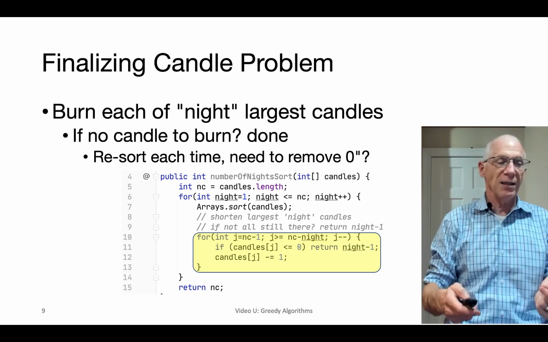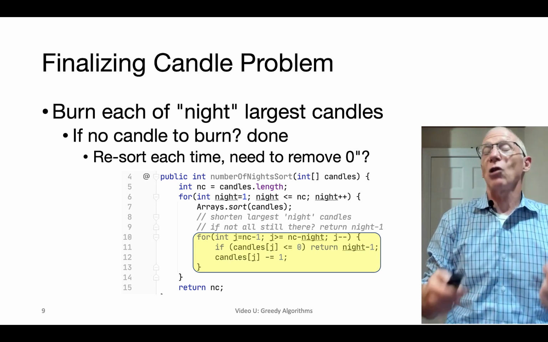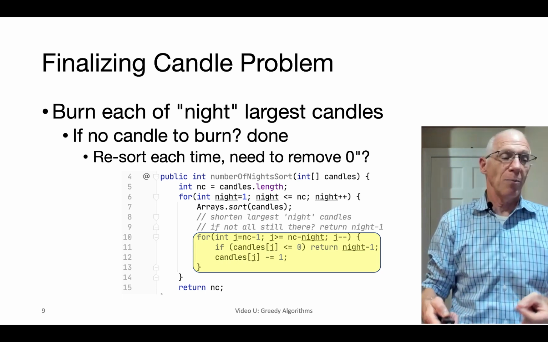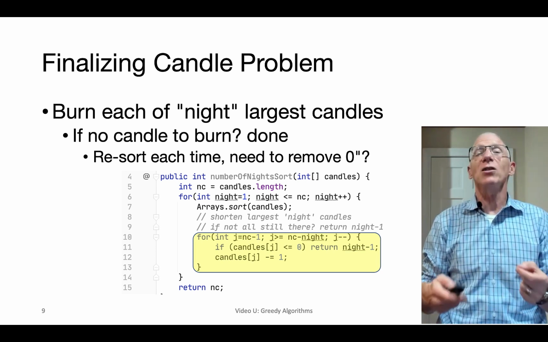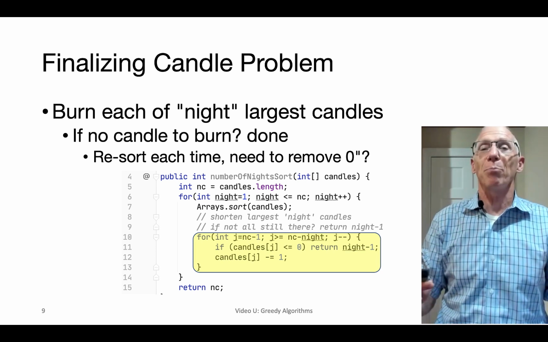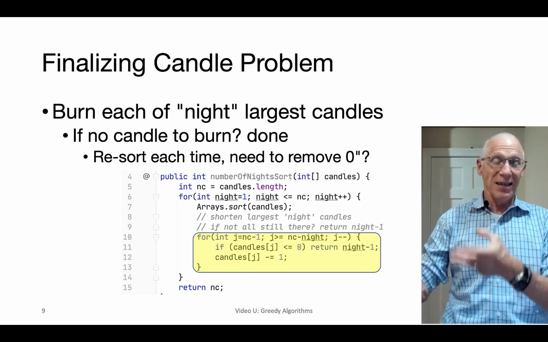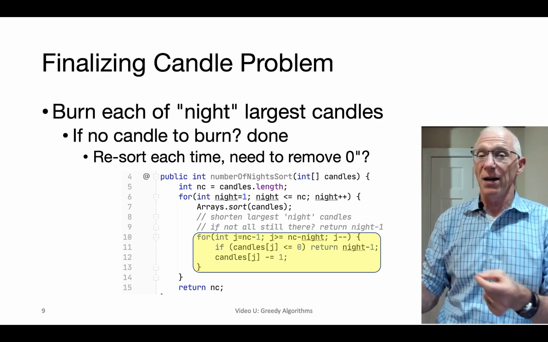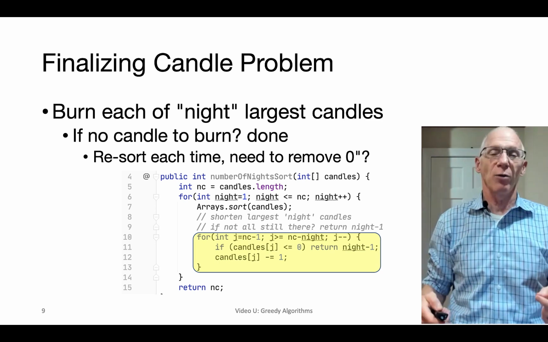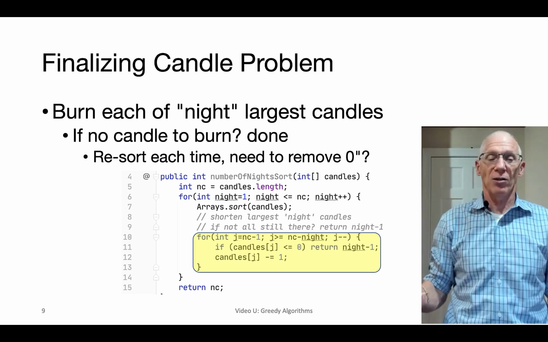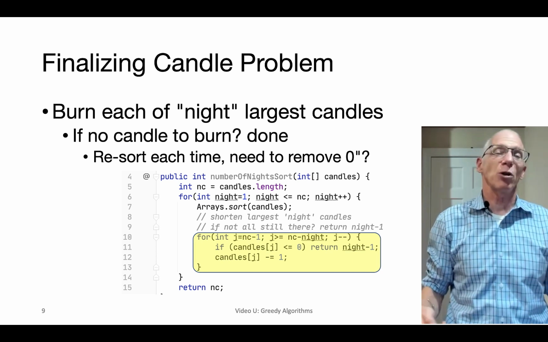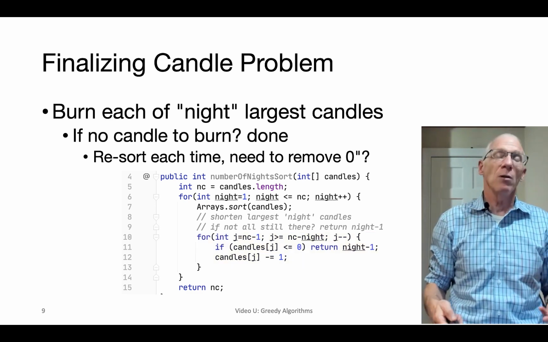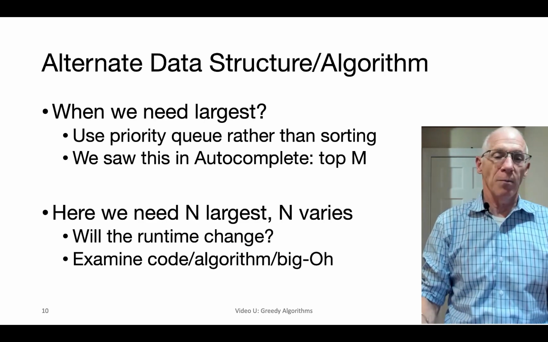And what we do is we take each candle, and as long as there is a candle there that's of height greater than 0, we burn that candle 1 inch by subtracting 1 from it. And if there is no candle there, that means we cannot burn candles on this night, and so we return night minus 1, because we know we could burn them on night minus 1, and now we're in the next iteration of the loop. If we can burn candles on every night, the loop exits and we return the length of the array. We could burn a candle on every night. That's a simple, greedy algorithm.